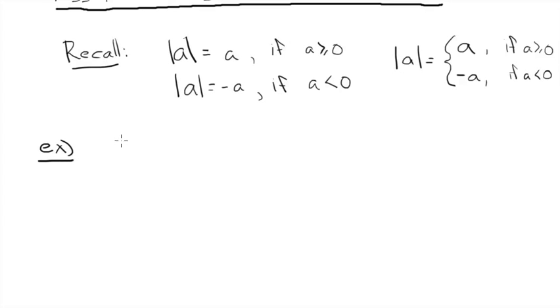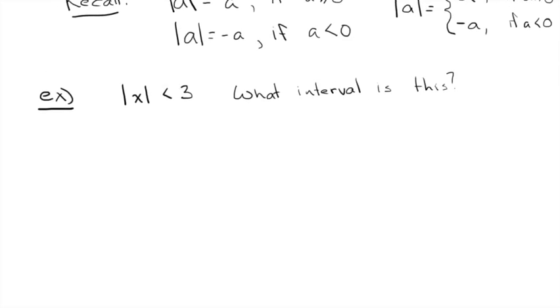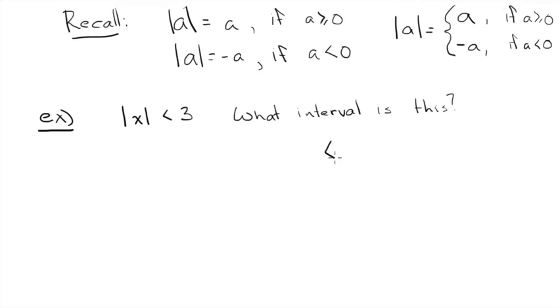talk about intervals like this. So absolute value of x is less than 3. So what interval is this? We haven't seen anything like this, but this is just certain values of x are true for this statement. So we have to figure out for which values of x the absolute value of x is less than 3. And what we're going to do basically is convert it to interval notation.